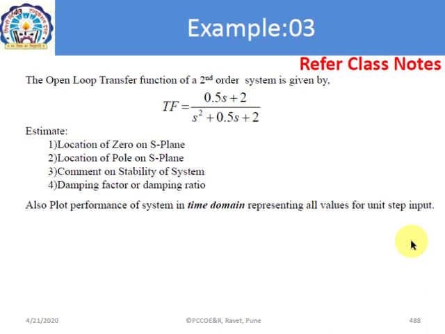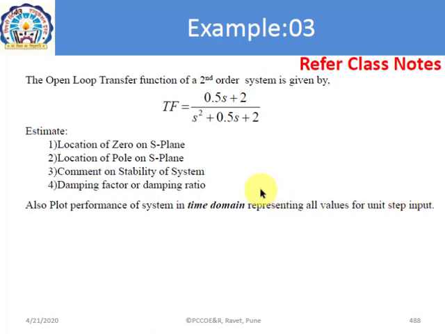The first numerical statement: the open loop transfer function of a second order system is given by (0.5s + 2) / (s^2 + 0.5s + 2). Estimate: one, the location of the zero on the s-plane; two, the location of the poles on the s-plane; three, comment on the stability of the system; and fourth, the damping factor or damping ratio. Also, plot the performance of the system in the time domain for a unit step input.